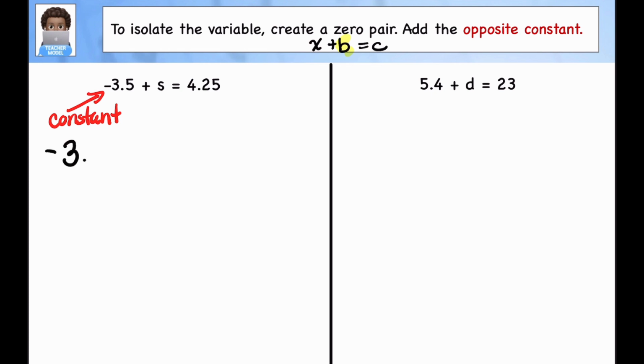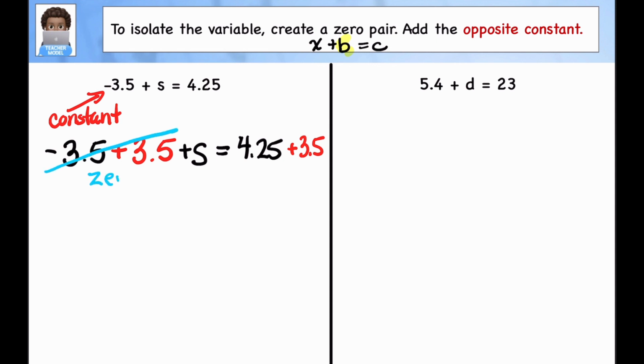We have our original number, negative 3 and 5/10, and we're going to add the opposite to it. And we're going to do the same thing to the other side. We're going to have our number here, and we're going to add that same opposite. Okay? Now we're just going to simplify the expression. On the left side, these two together are going to make 0, because they're the same number, a positive and a negative, the same amount.